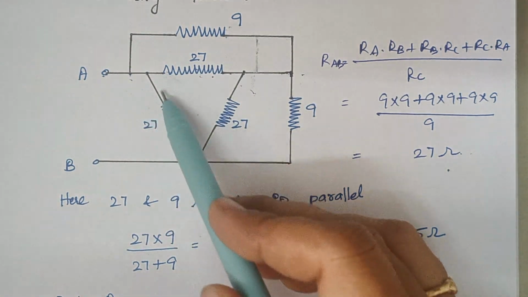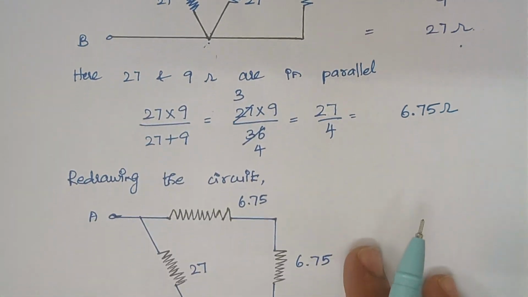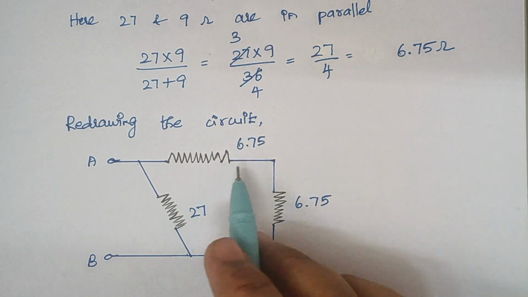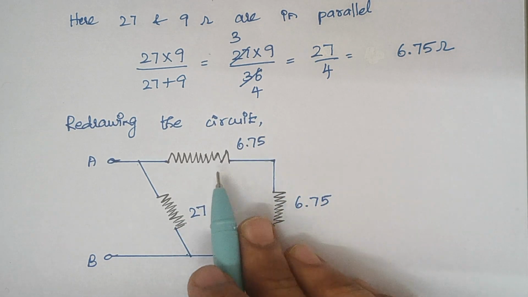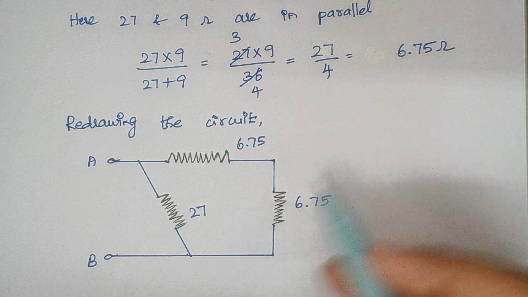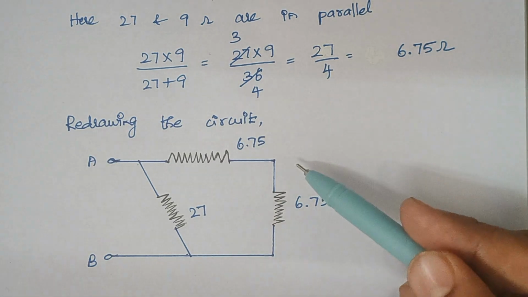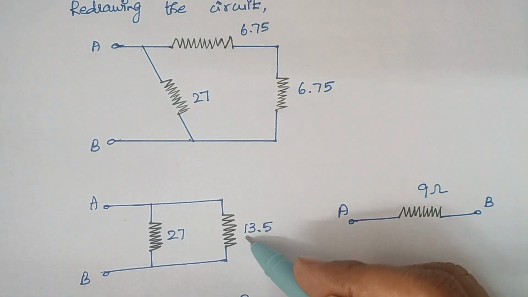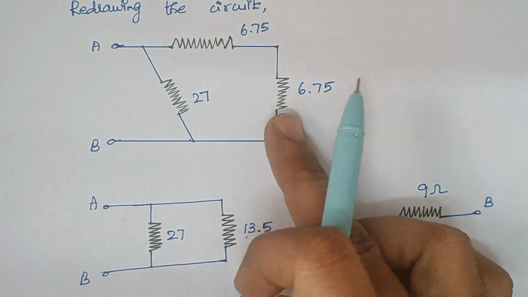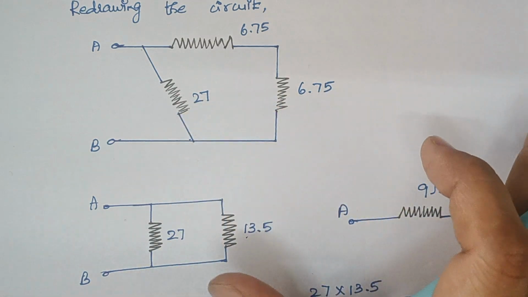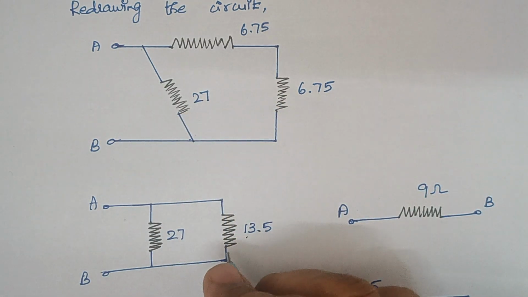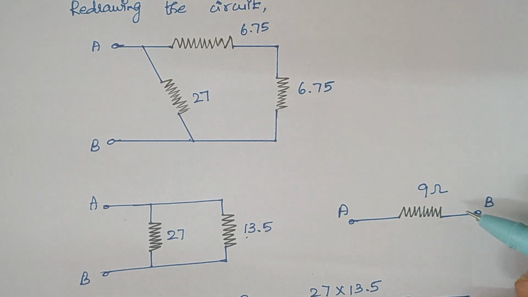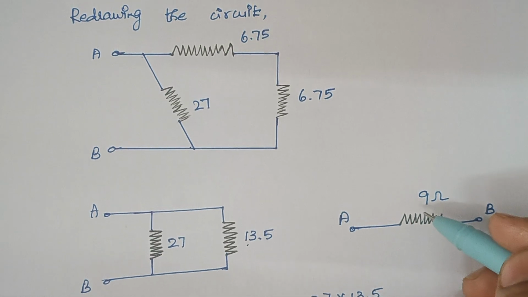This 27 ohm remains the same. So again when you redraw the circuit, this 27 ohm remains the same, and now these two 6.75 resistors are in series. So when you combine 6.75 plus 6.75, that gives the answer of 13.5 here. Now this combination comes in parallel with this 27 ohm resistor. So when you solve, finally the resistance value becomes 9 ohms here, right?